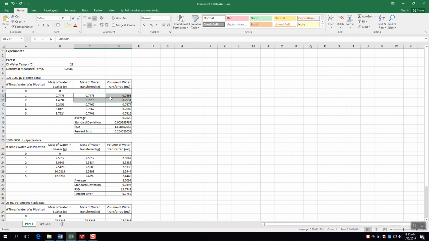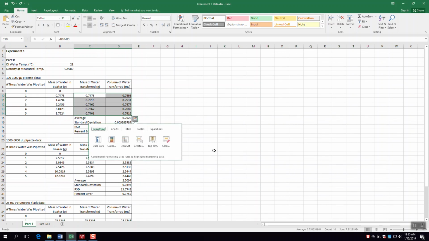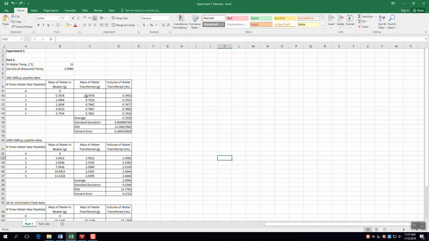The only thing that it kept the same was this $ symbol that we did before, which ensures that we're still referencing the density. We can even do this for the average, standard deviation, RSD, and percent error. You'll notice that when I copy and paste, it changes briefly before it updates to my new values. So you can have all of these calculations ready to go ahead of time, and all you have to do is fill in your measured masses.